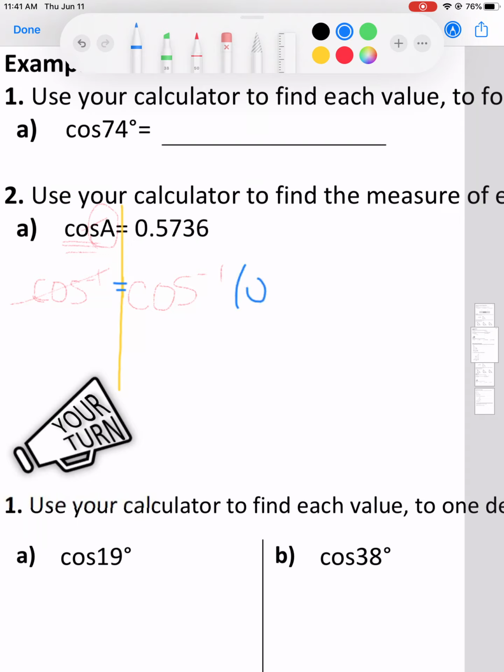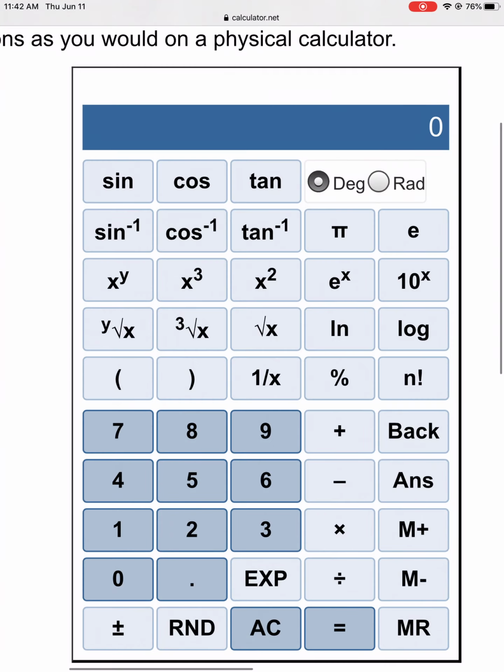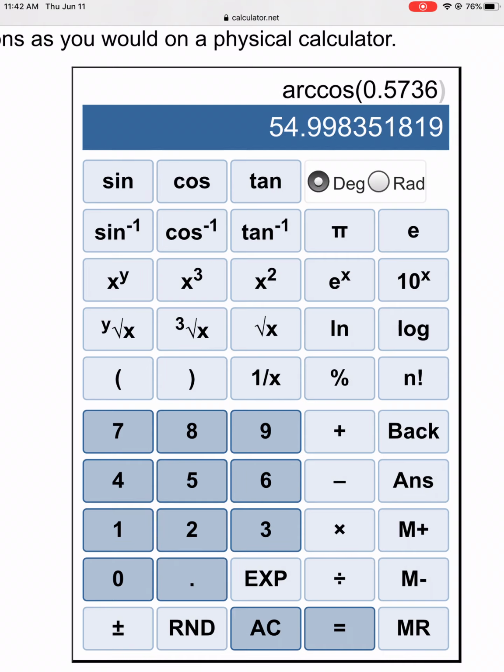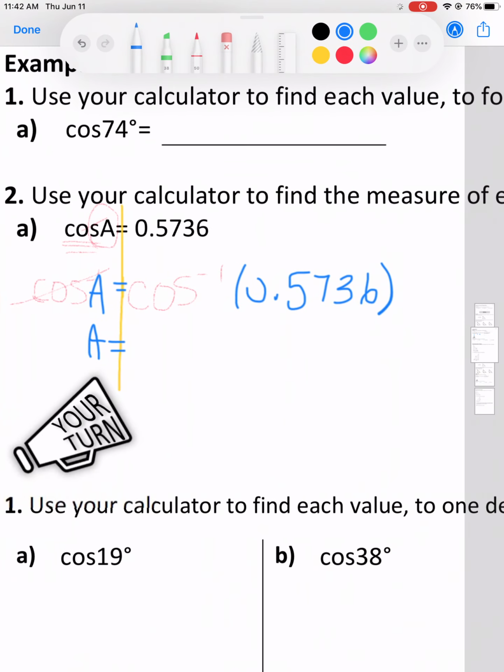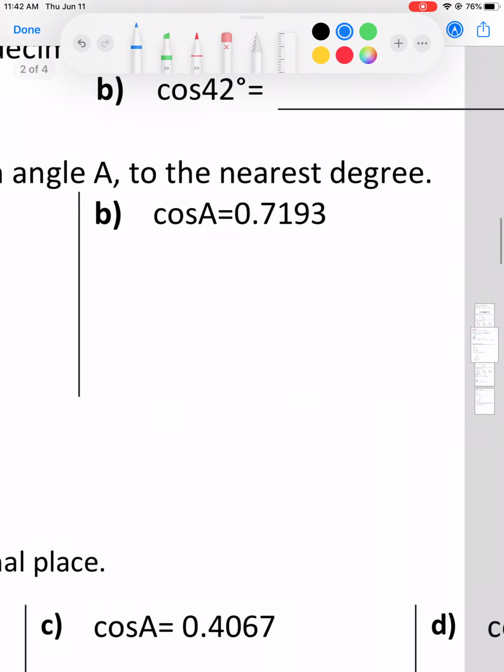bracket 0.5736. Okay, so 0.5736. So cos to the minus 1, 0.5736. So 54.99. It does say to the nearest degree, so 55. Awesome. Okay, we're going to do the same over here.